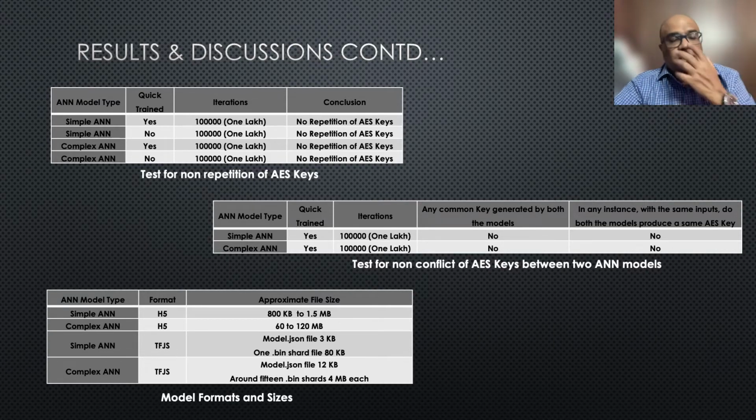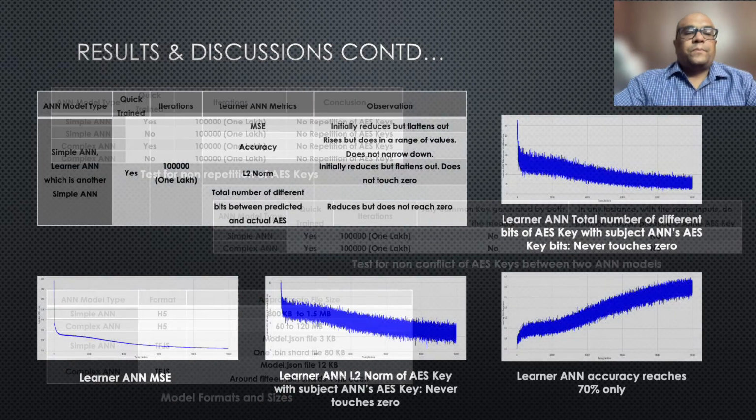And for the complex ANN, the model JSON takes around 12 KB, and the weights and biases occupy a maximum of 4 MB each, in 15 or 16 such files. So the complex ANN in general holds more memory, but it produces a weaker correlation than the simple ANN. The simple ANN acts as a well optimized, memory-light option, and it can be rotated frequently and used instead of a complex ANN.